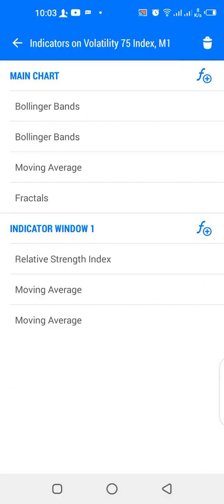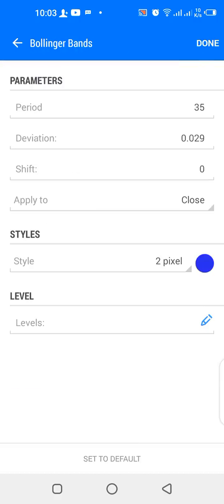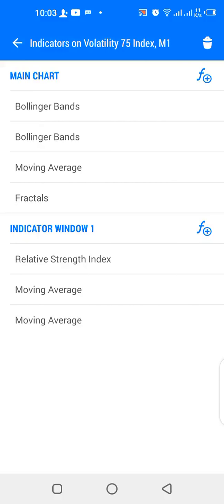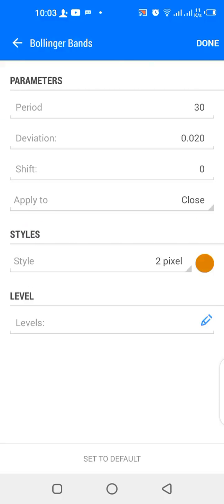For the main window, I have Bollinger Bands. The period is 35, the deviation is 0.029, and the shift is 0. Apply to close, and the color is blue. And I have another Bollinger Bands. Period is 30. Deviation is 0.020. The shift is 0, and I'm applying to close. The color of this Bollinger Band is orange.